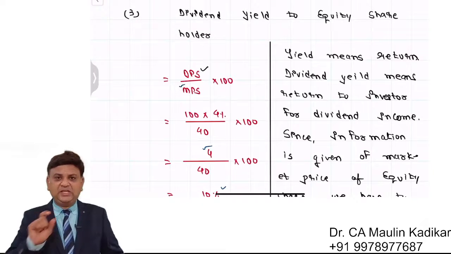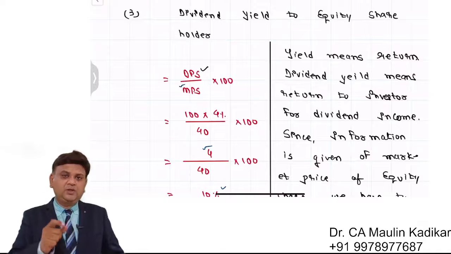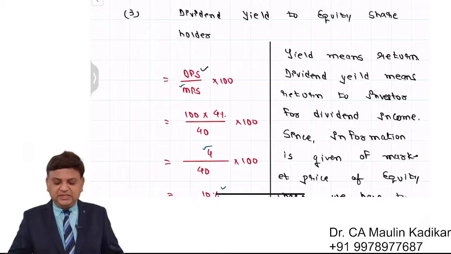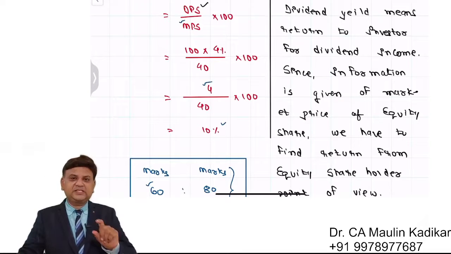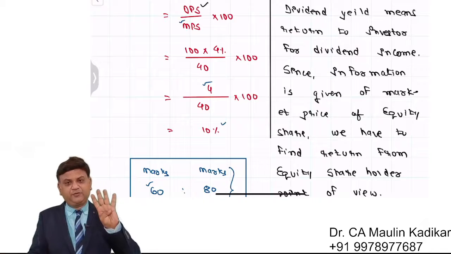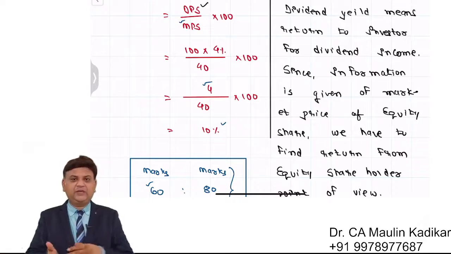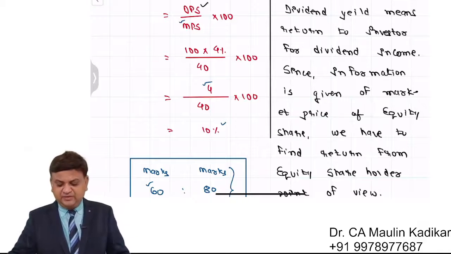Next question is dividend yield, meaning return in the form of the dividend to the equity shareholder, that is dividend per share upon market price of the share into 100. It is a kind of calculation of the result in percentage terms. For 40 rupees of the investment, because investors are making investment at the market price, you get dividend income of 4. So 4 against 40, then for every 100 rupees it is how much? 10. That is the dividend yield.